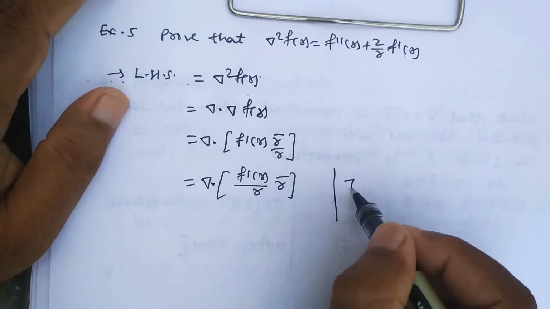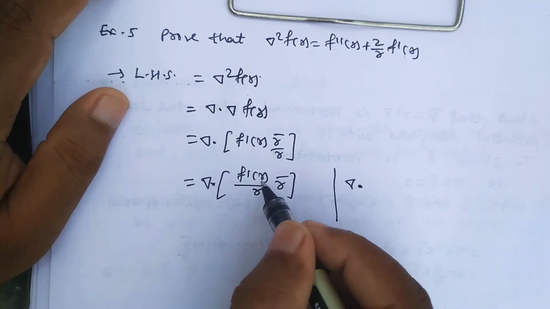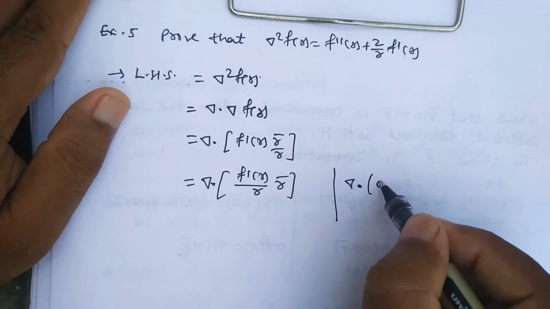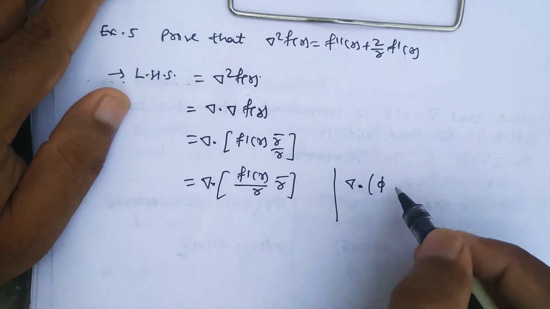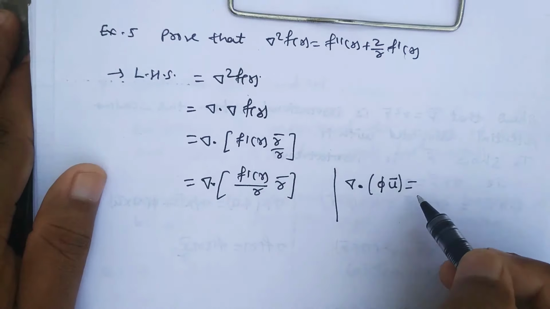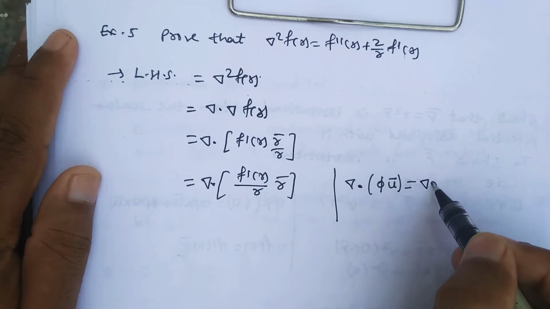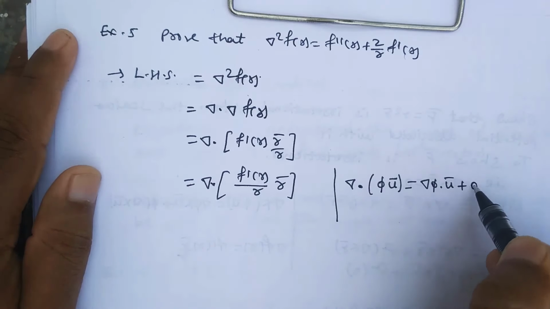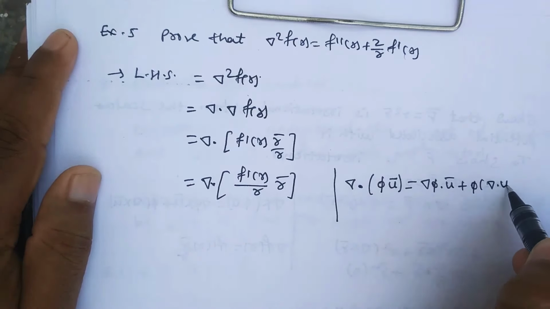So here del dot f dash of r upon r is a scalar quantity, so say it is phi. Now r bar is a vector quantity, it is u bar. So you have to use the vector identity del dot phi u bar. What is del dot phi u bar? Del phi dot u bar plus phi into del dot u bar. Using this vector identity here, see what happens.